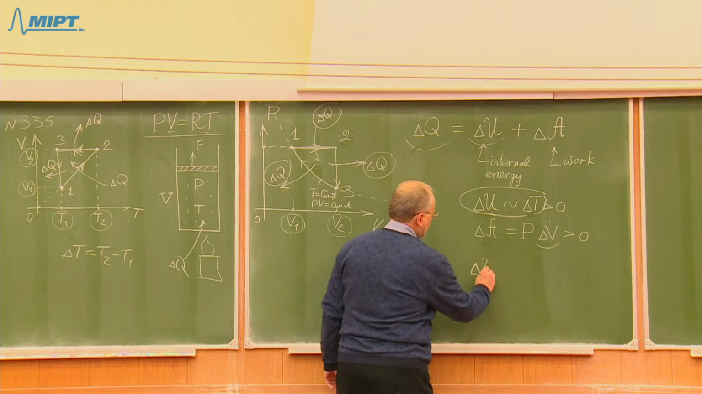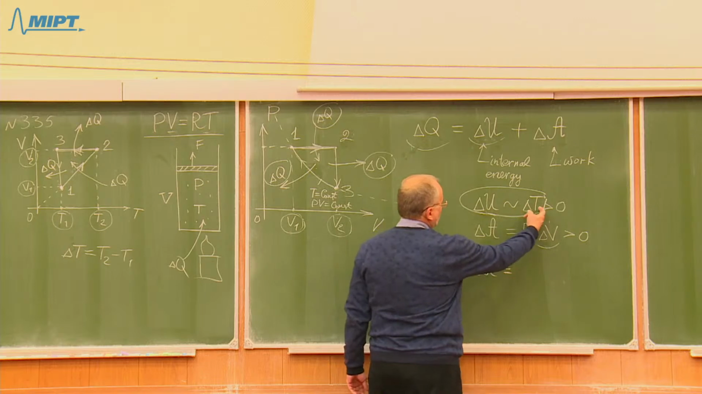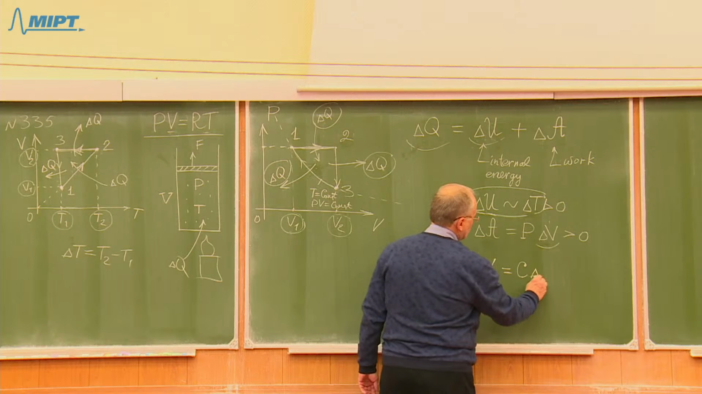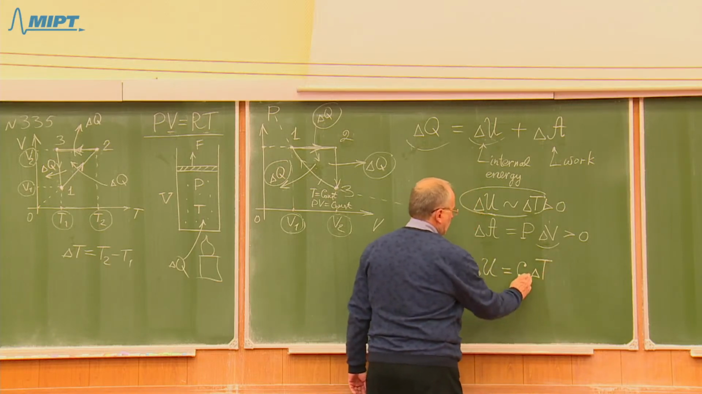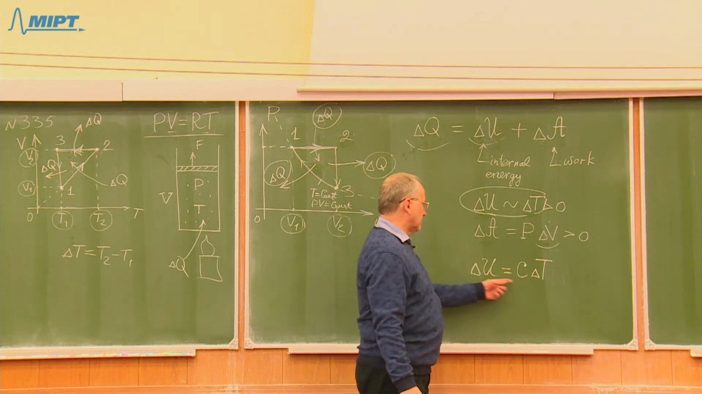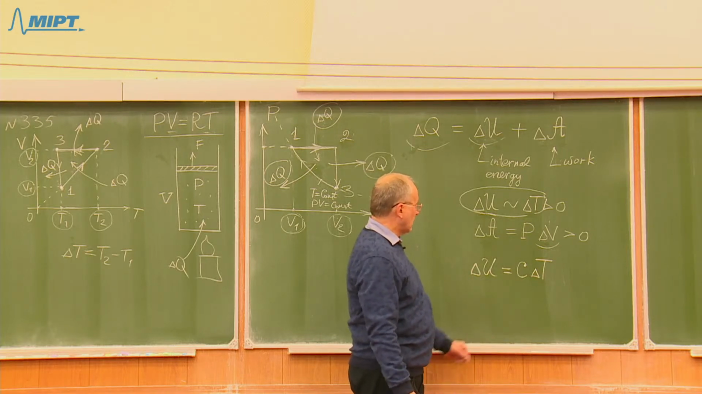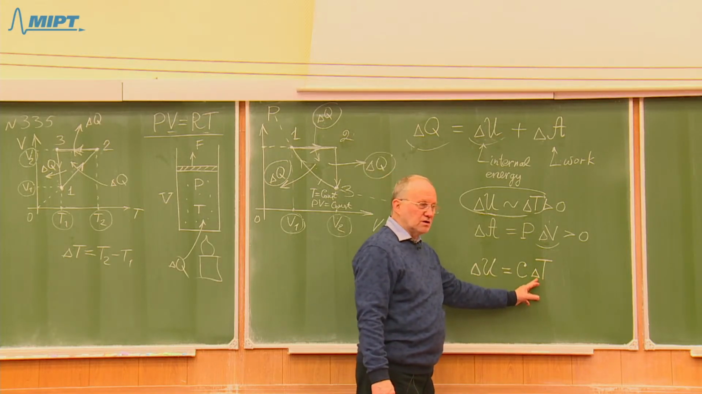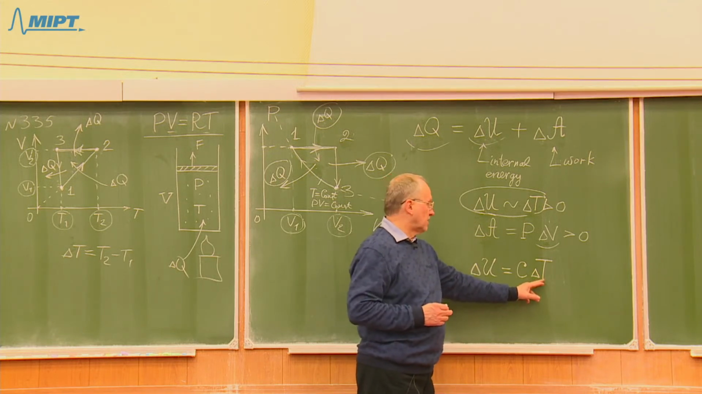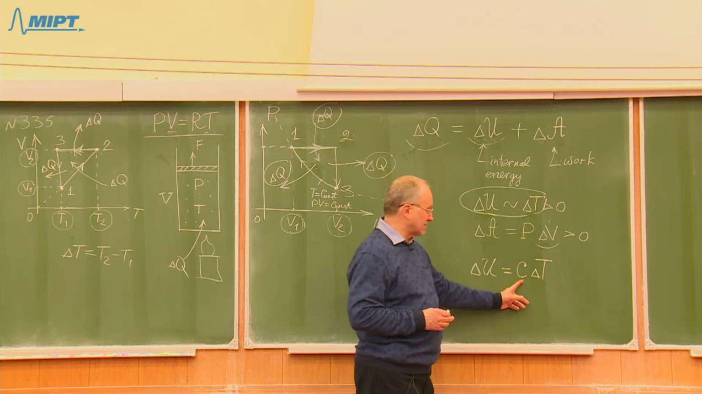And obviously, I will have to use this equation in such a form that the change in internal energy is proportional to the change in temperature, and then there is some coefficient of proportionality. Yes, delta U will be proportional to delta T, and this is the coefficient of proportionality. If delta T is small, the variation in temperature is small compared to the temperature itself, then this coefficient of proportionality most probably is constant.